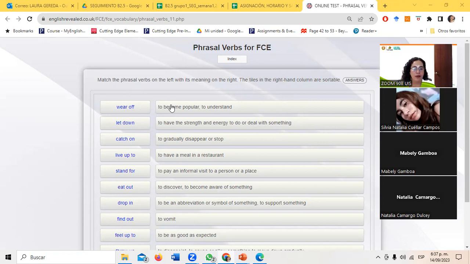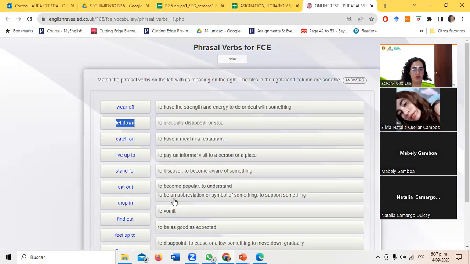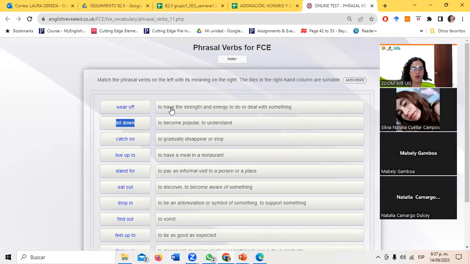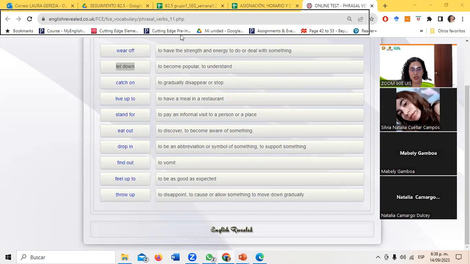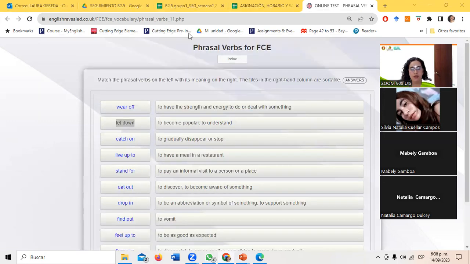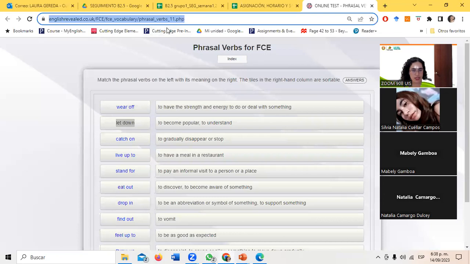So you can click it. I think you can move it. Okay, yes, so you move it. You drag it to match it with the correct phrasal verb and the correct meaning, okay? Try to do it first without, of course, checking the answers, okay? I'll give you some time and then we will socialize the correct answers for this exercise.